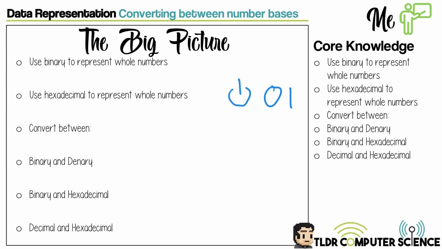In today's lesson, we're going to look at how we represent Denary. Those are whole numbers, 0 to 9. Hexadecimal, that'll be a new concept, but it's converting between binary and hexadecimal, and finally between decimal or Denary and hexadecimal.